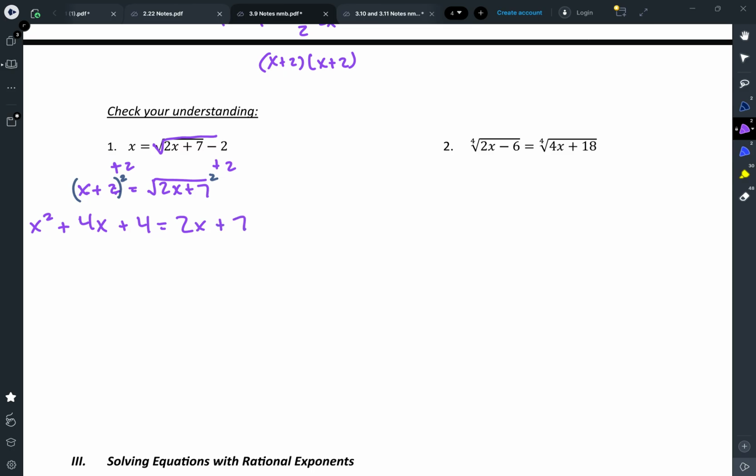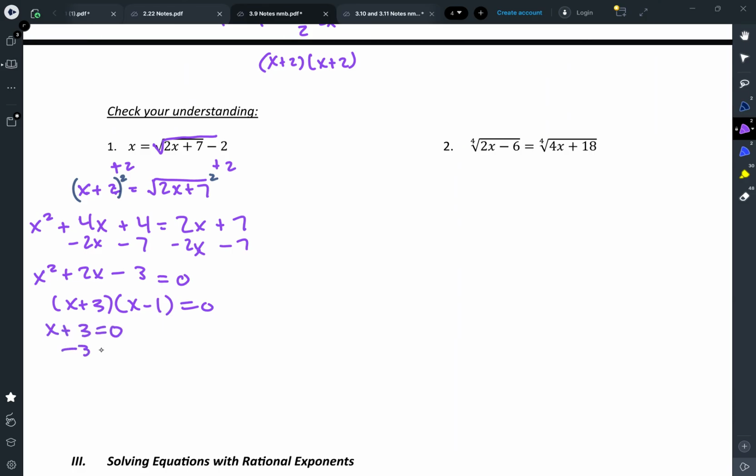So now I want to get everything equal to 0. So I'm going to subtract 2x, subtract 7, because I have an x squared. Whenever we have an x squared, we want to get everything on one side, 0 on the other, and we want our x squared to be positive. So now I can go ahead and factor. And we're going to do zero product property. Make sure you show all of your work on zero product property.